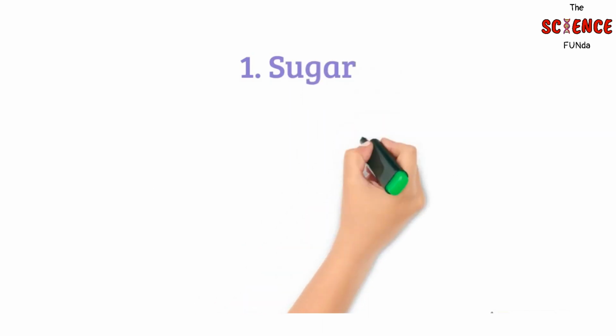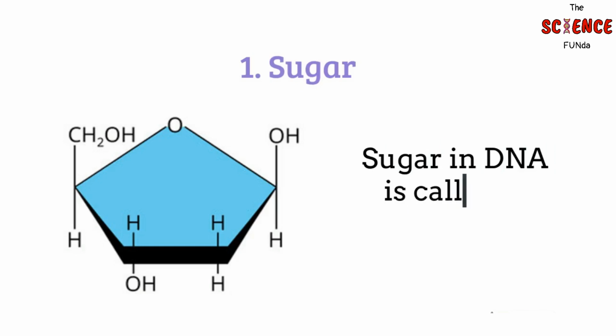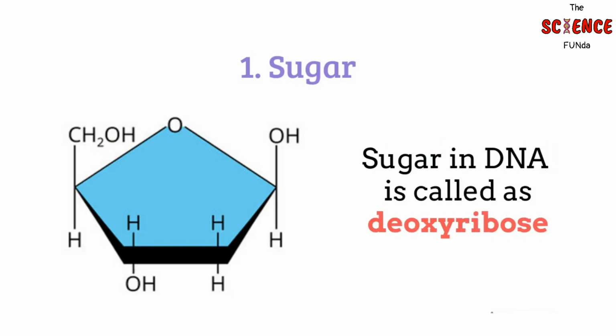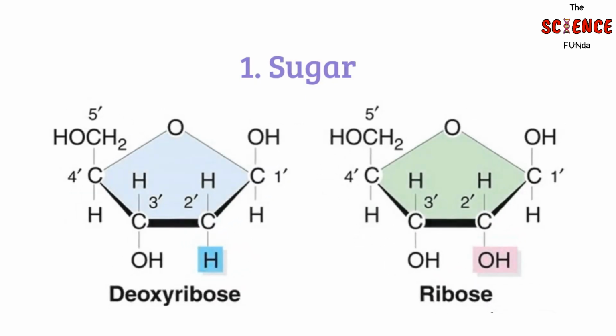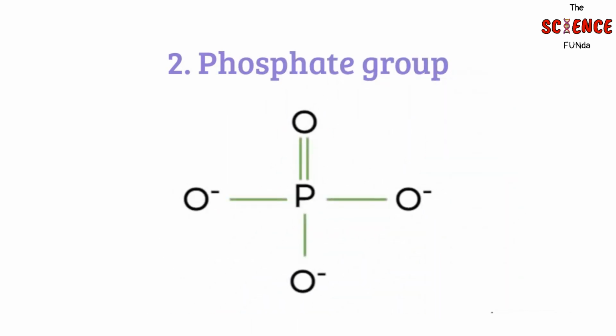First, sugar. Sugar is the backbone of this structure. Sugar in DNA is called deoxyribose. Deoxyribose is a 5-carbon ringed sugar. It is known as deoxyribose sugar because of the absence of an oxygen or alcohol group in its second carbon, which is found in the case of the ribose sugar. Second, phosphate group. A phosphate group consists of a central phosphorus surrounded by 4 oxygens. The phosphorus is single bonded to 3 of the oxygens and double bonded to the 4th.